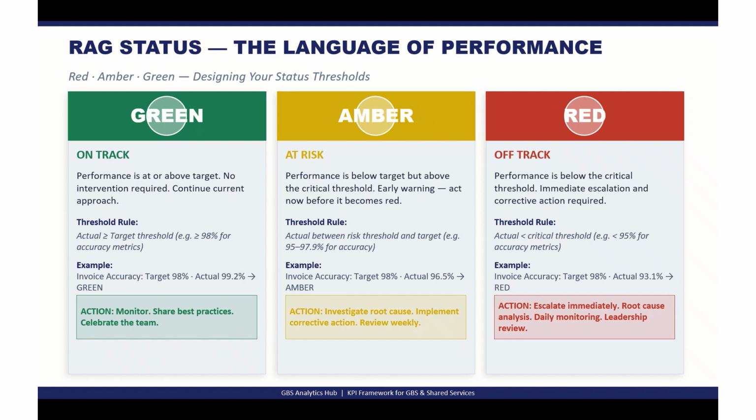Red means completely off track. Performance is below the critical threshold, immediate escalation and corrective action required. Invoice accuracy target of 98%, actual if it's 93.1%, that is a red. The action is to escalate immediately, conduct root cause analysis, implement daily monitoring, and bring it to leadership review. The mistake I see most often is organizations that only have green and red, no amber. That means by the time anyone notices a problem, it is already a crisis. Amber is your early warning system. Design it into every KPI.